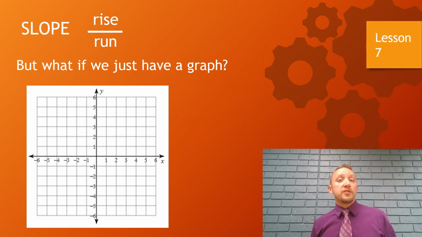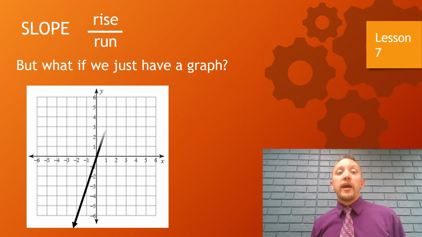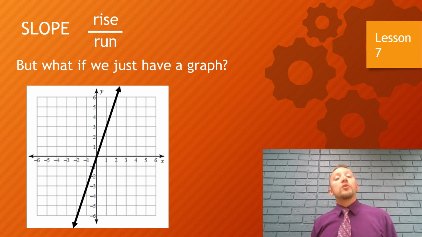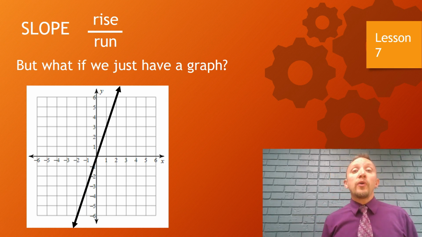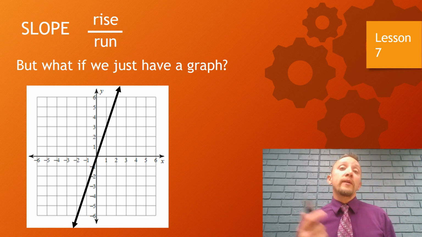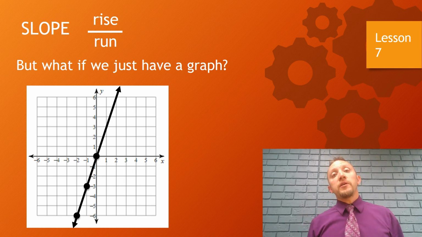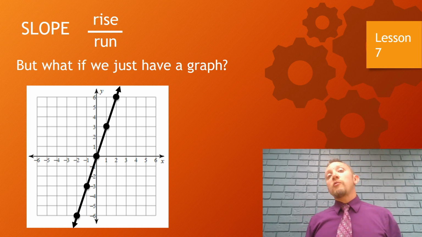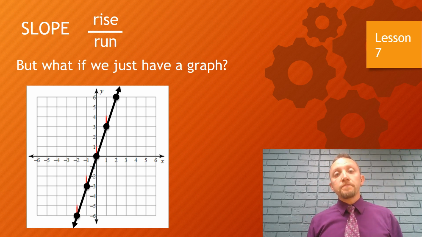But what if we have just a graph? What if we didn't have a story problem? What if we had a line like this? The first thing I want you to do is identify some points on that line, meaning I want you to look at the grid and where that line intersects the grid. So now there's a lot of different points that happen here. And the reason why we want to pick these points is because it makes it easy for us to find the slope. Remember, the slope is the rise over the run.